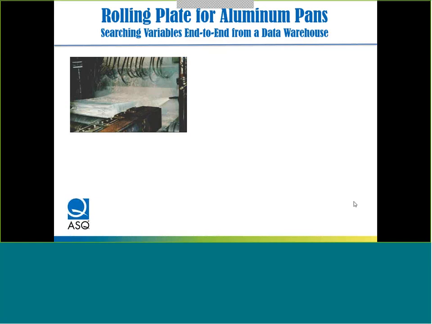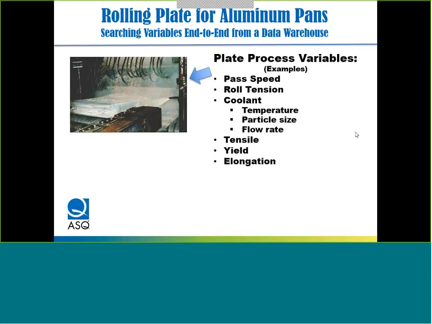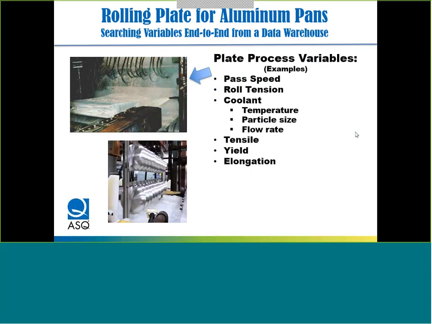So we went up to the beginning of the process with the rolling of the plate that's used to make the pan. So again here, the key is end to end. So we went all the way up to the beginning of the process, the rolling of the plate, to see what variables in the rolling of the plate before it was made into a pan, did that affect anything? So we took all the variables in the rolling of the plate and we did a predictive model.